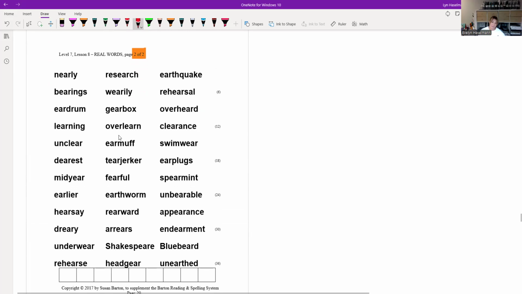Okay, so anyhow, and then these are going to be a little bit longer. I encourage your student to look for compound words, earmuff, tearjerker, and look for words that have the base word and the suffix, like fearful and rearward. Okay, that's it. So make sure you are decoding and not guessing. Guessing is not reading. All right, we'll see you next time.